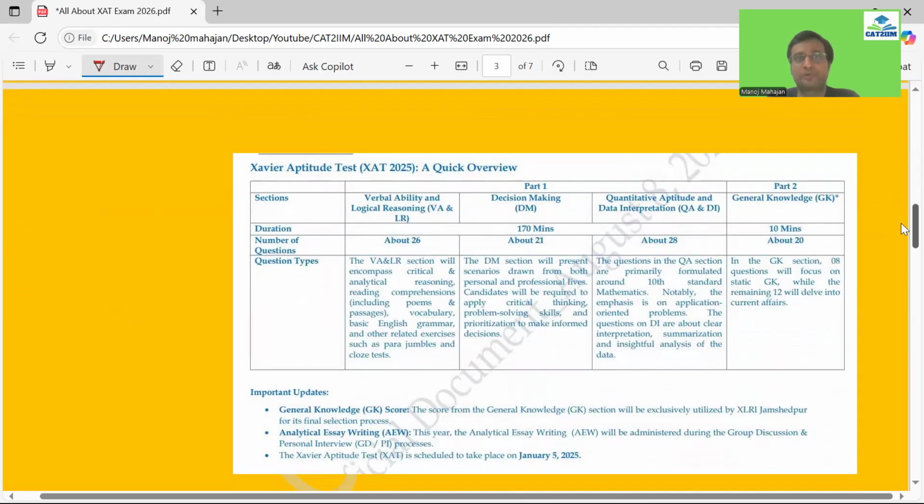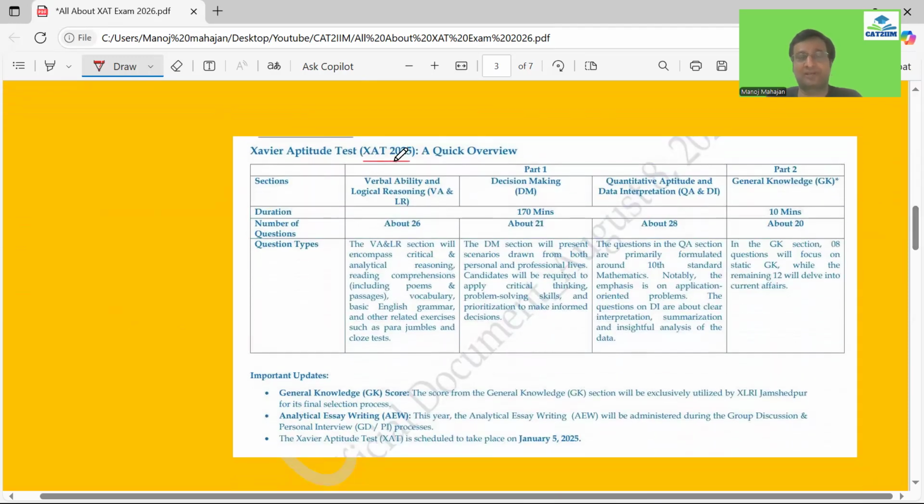Now, let's have a quick overview of the XAT 2025 paper structure, so we get to know something close to the actual XAT paper 2026. For XAT 2025, there were 3 sections in part 1. Verbal ability and logical reasoning, 26 questions. Decision making, 21 questions. Quantitative aptitude and data interpretation, 28 questions. So in total, there were 75 questions in part 1, and the duration given was 170 minutes.